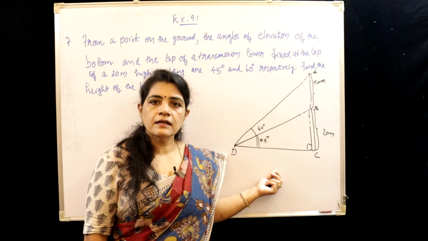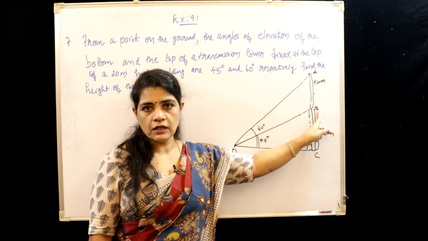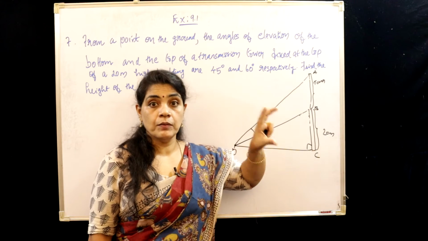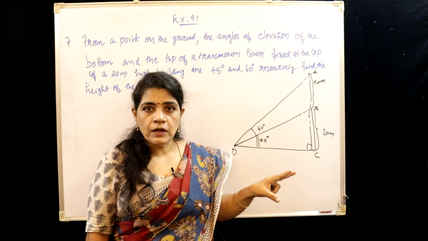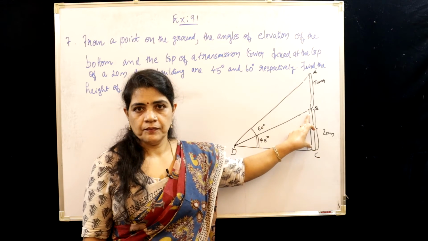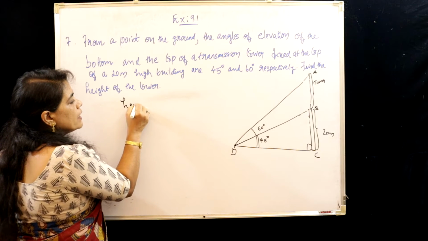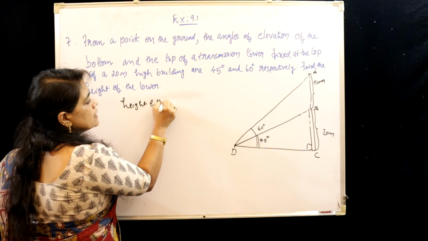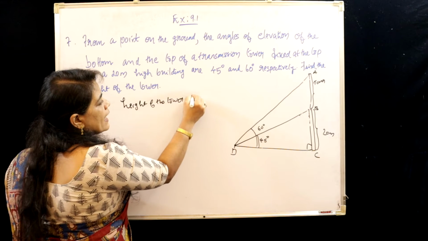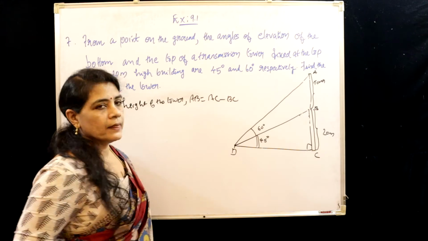So the figure is clear, children? Here we need AB, that is the height of the tower, and from the figure, AB is equal to AC minus BC. Understood? That is the height of the tower, AB equal to AC minus BC.